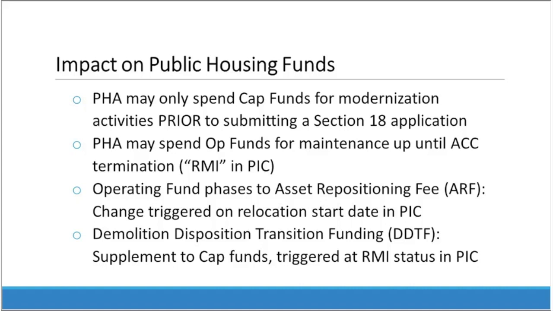DDTF, which is the cap fund wind down money, is triggered when the RMI status in PIC is changed as well. And then it comes into effect in the next fiscal year, in the next cap grant year. So that's how the wind down of the impact of public housing funds works under Section 18.